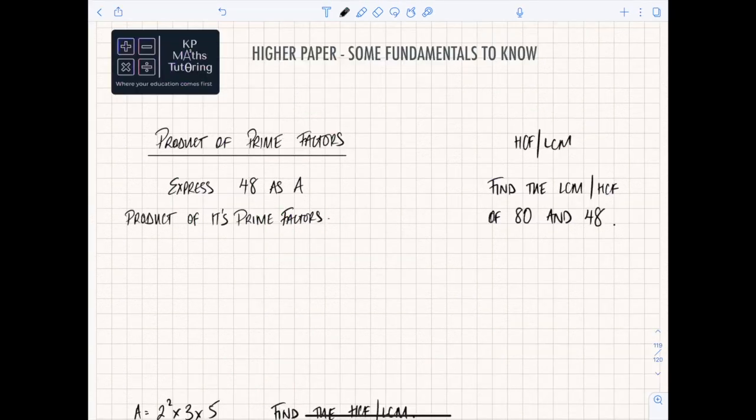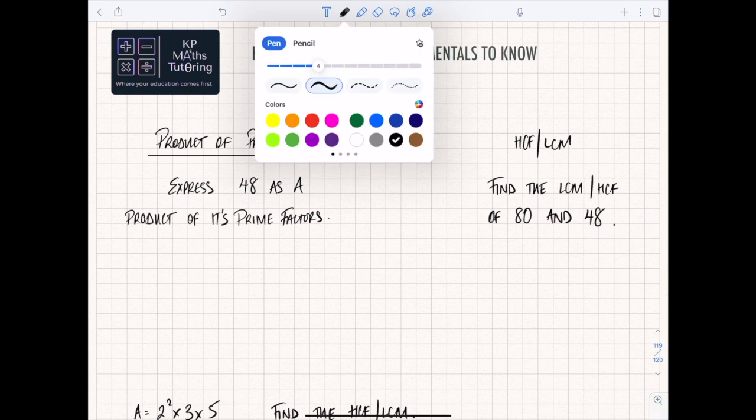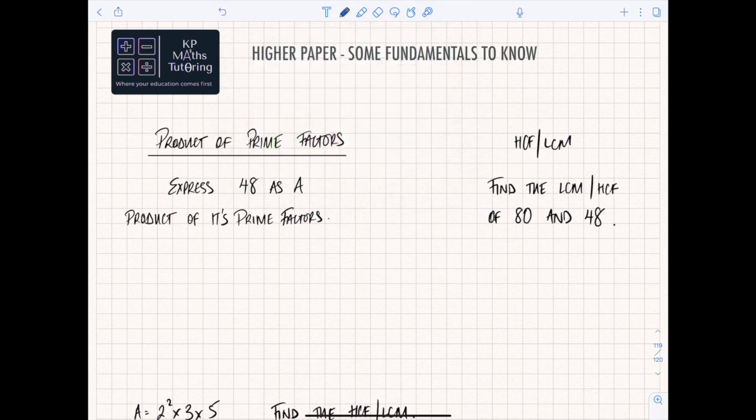In this bit we're going to talk about product of prime factors, highest common factor, and lowest common multiple, making sure you're happy with this concept as well. If it says express 48 as a product of its prime factors, it's asking you to do a prime factor tree. So just remember this: product of its prime factors means prime factor tree.